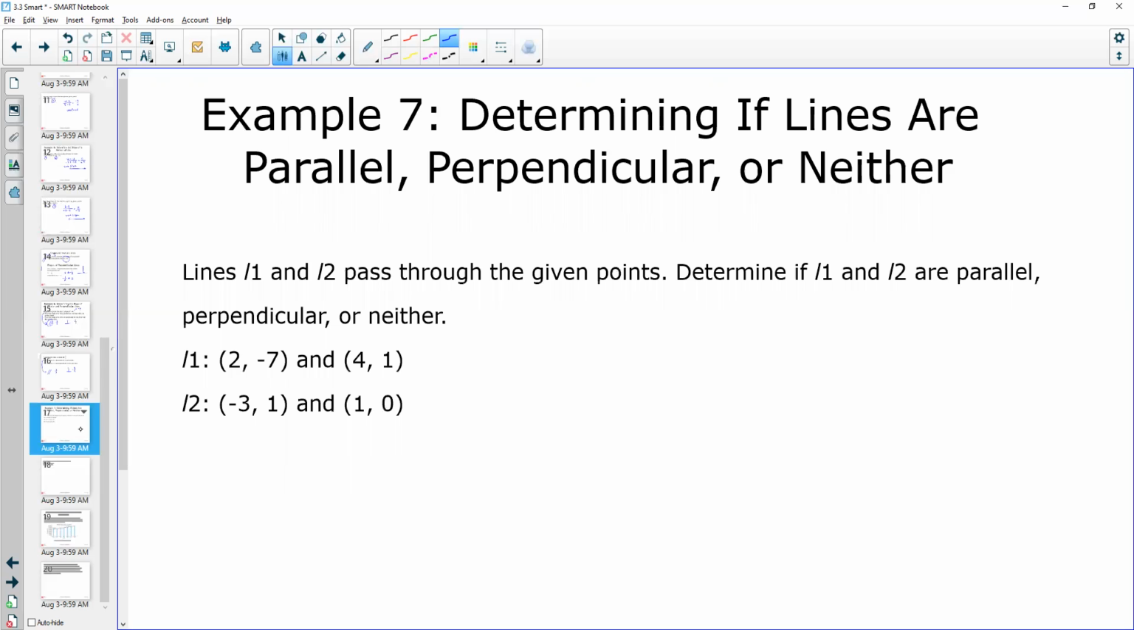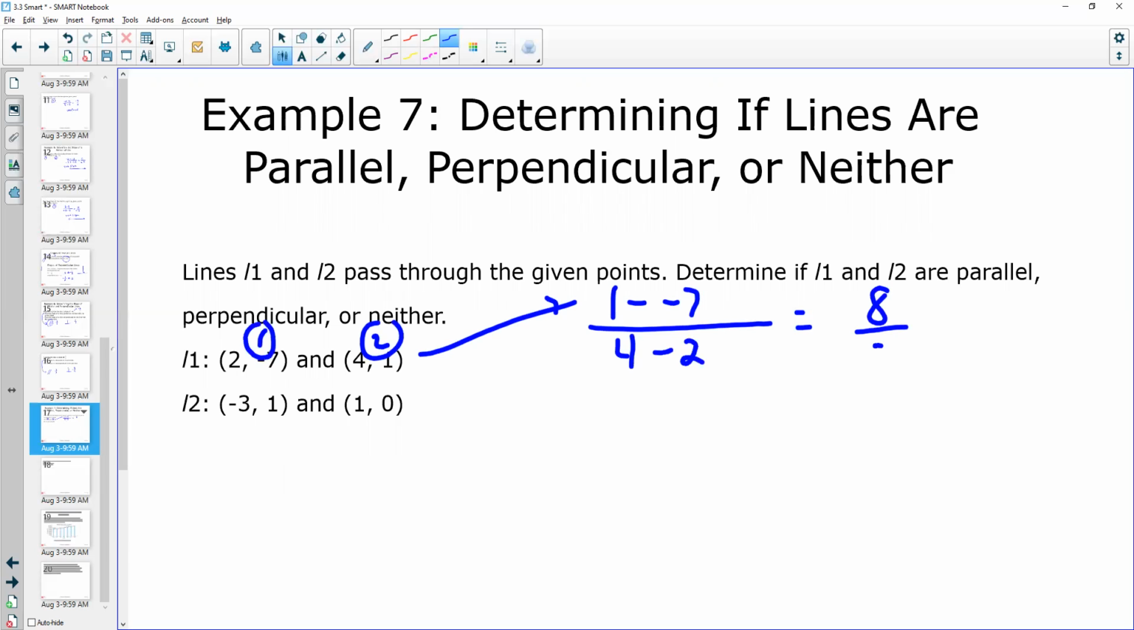So now, we have 2 points. We have lines 1 and lines 2, and they pass through given points. Determine if they're parallel, perpendicular, or neither. So what we need to do before we do anything else is find the slope in both cases. So I'm going to do point 1, point 2. So I have 1 minus negative 7 and 4 minus 2. So I get 8/2. I'm just going to leave it like that.